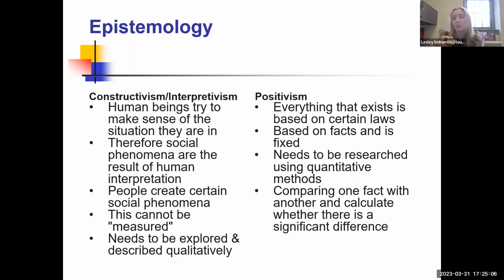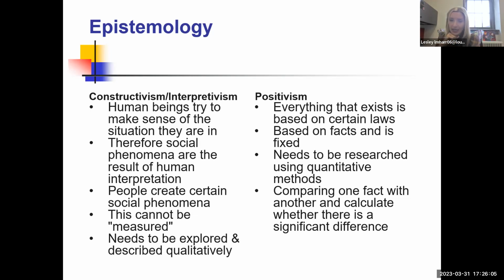I've created a little chart here to juxtapose that with positivism, which is the dominant epistemology in, I would say, American social science. The constructivist interpretivist worldview is also very heavily used globally, so you want to think about where we are in the United States and social science progress versus global perspectives. Rather than believing that everything exists based on certain laws and facts that are fixed, we believe that human beings are actively engaged in a process of trying to make sense of our world. We believe that social phenomena are the result of human interpretations. We are actively interpreting the world around us, and people create certain social phenomena that cannot be measured.